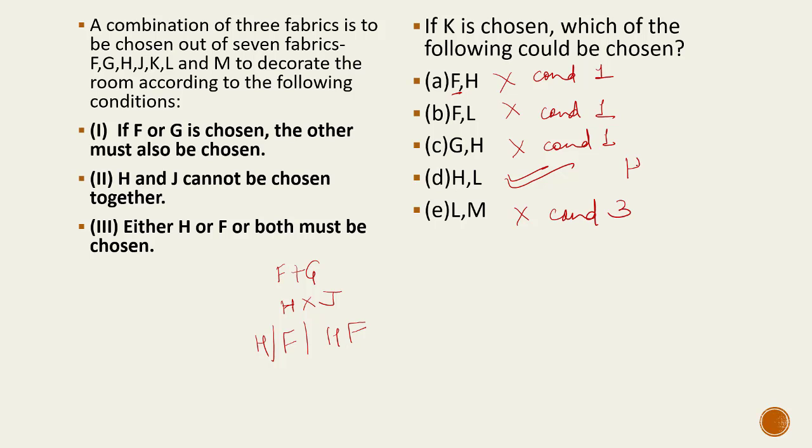So option D is H, L, K. I've taken H. I've ensured that condition 3 is being met and I've not taken F and G both. So my answer here is option D.